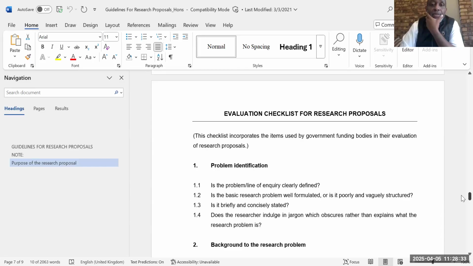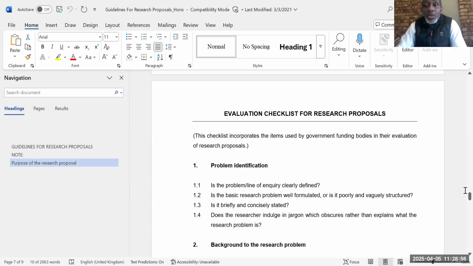Next is the well-formulated research problem. Like I said earlier, your problem must be linked to your objectives. Is it concise? Is it brief? And you should also try to avoid obscure jargon.